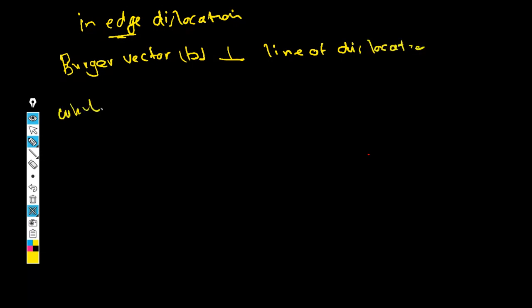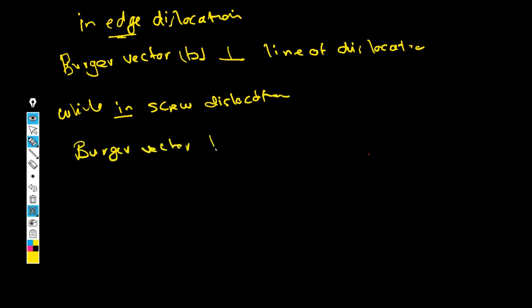While in screw dislocation, what is here? Burgers vector B is parallel to the line of dislocation. This is a conclusion I get from here. Okay, let me move forward.